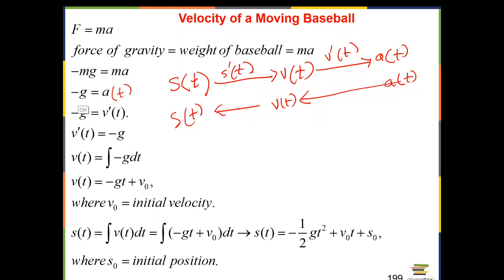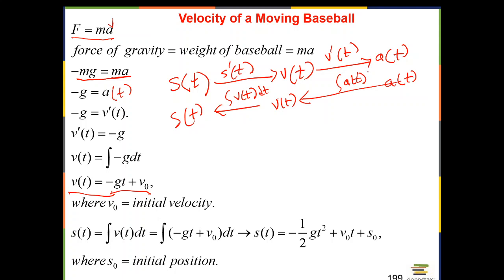We say, okay, if a of t is negative g, then how do we know this is a? Because of the Newtonian formula that we had, F equals ma, and a is the acceleration in this formula. So a of t, which is v prime of t, equals negative g, and from here we found v of t, which is this here. Now, how do we find s of t if we have v of t? We have to integrate it. So we have to integrate a of t to get v of t, and we have to integrate v of t to get s of t, right?